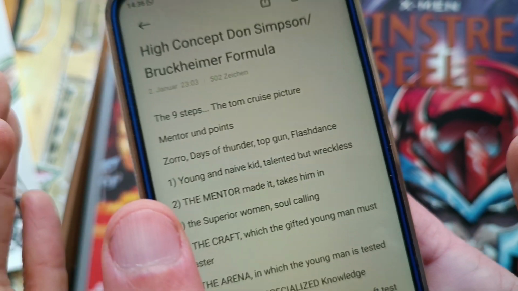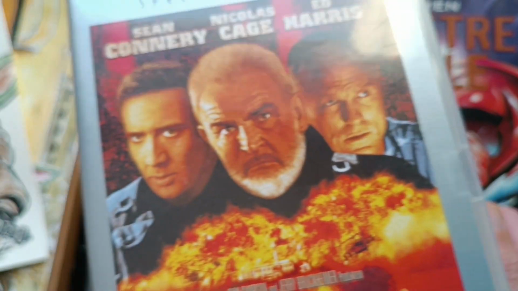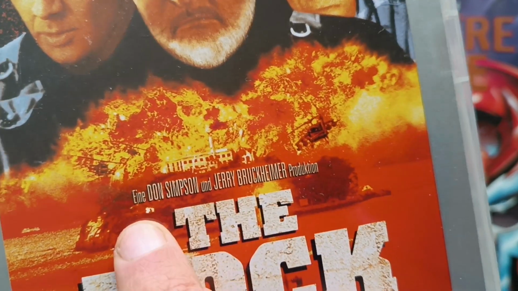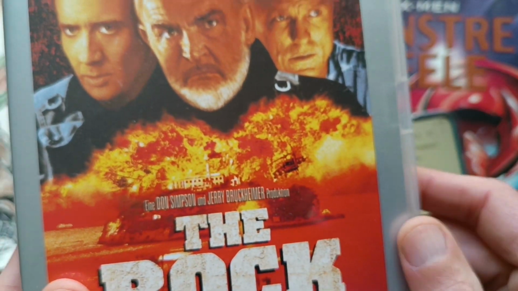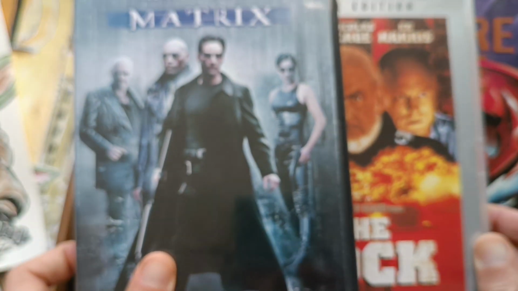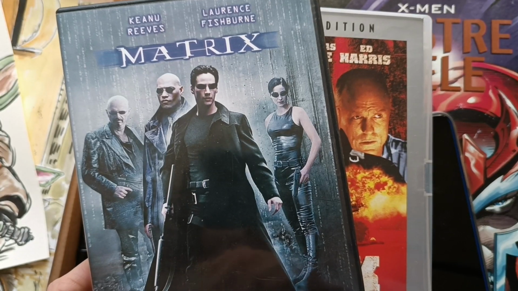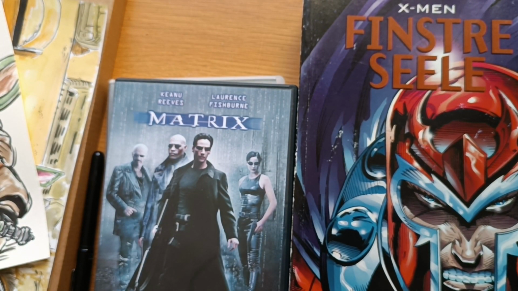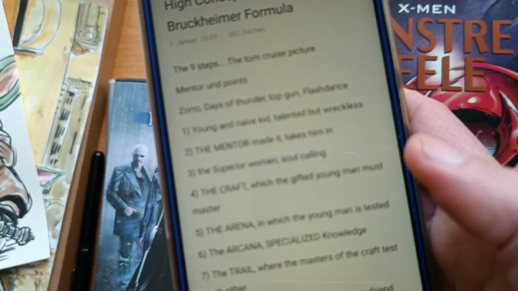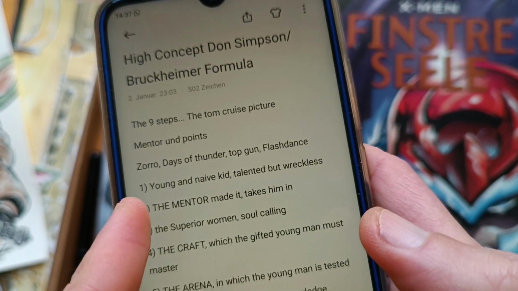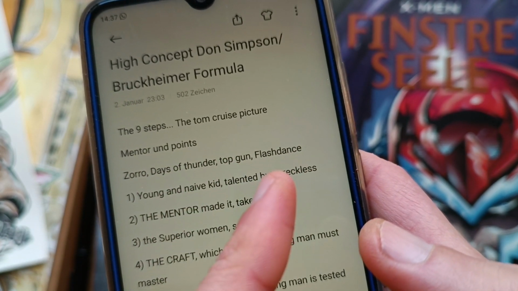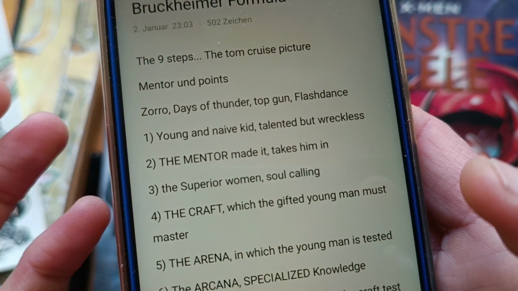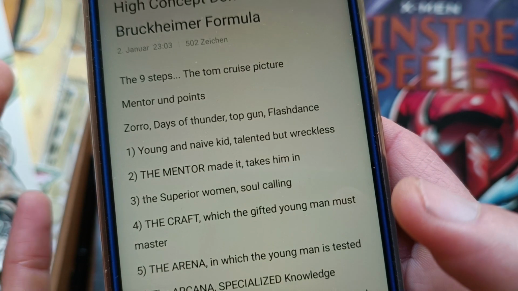So in the 80s, Jerry Bruckheimer and Don Simpson produced a bunch of movies. And they employed a formula which can also be seen in The Matrix and in Star Wars. And this formula goes the following. It is also employed in Zorro, Days of Thunder, Top Gun, and Flashdance, where the lead is a female lead, and so on.